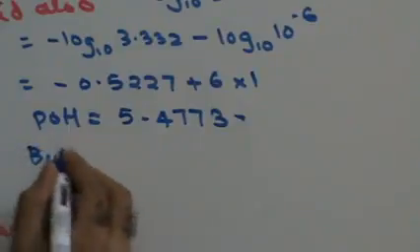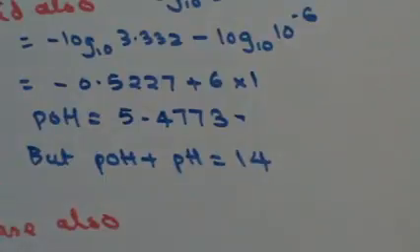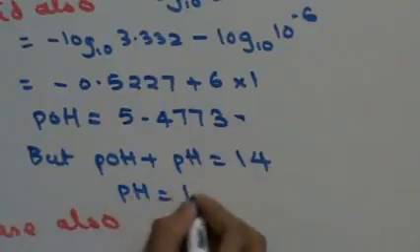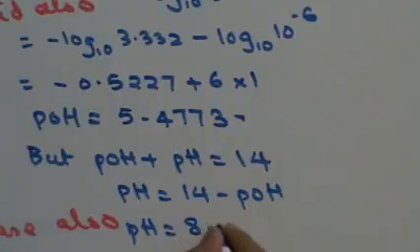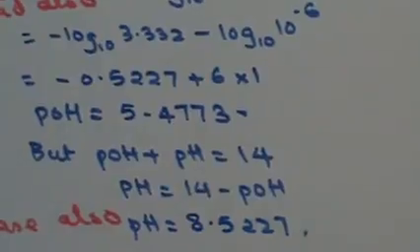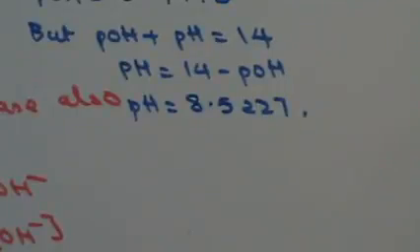But they haven't asked you to find out pOH, they've asked you to find out pH. I can say that pOH plus pH is 14 on the pH scale. Therefore pH is 14 minus pOH. So you will get your value of pH as 8.5227. Right? So that's how you will get all the values. They asked you to find out hydrolysis constant, degree of hydrolysis and pH. All the three values you have. Fine, do we get this thing clear?